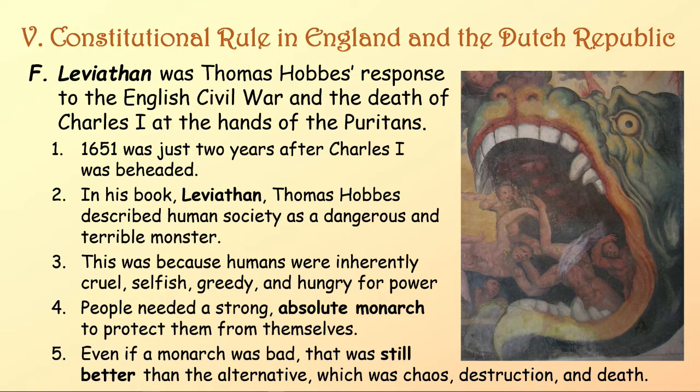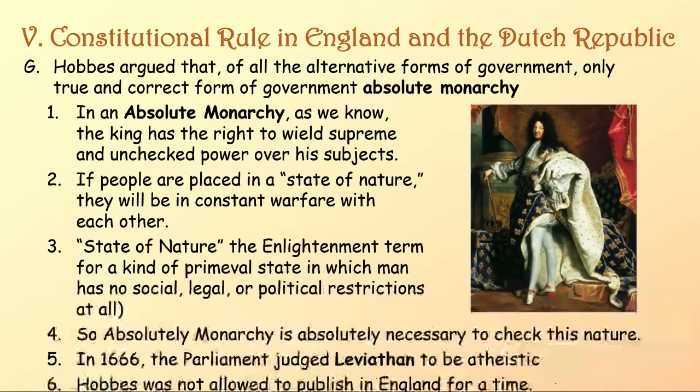1651 was just 2 years after Charles I had been beheaded, and in his book Leviathan, Thomas Hobbes described human society as a dangerous and terrible monster. And this was because humans were inherently cruel, selfish, greedy, and hungry for power. People needed a strong, absolute monarch to protect them from themselves. And even if a monarch was bad, that was still better than the alternative, which was chaos, destruction, and death.